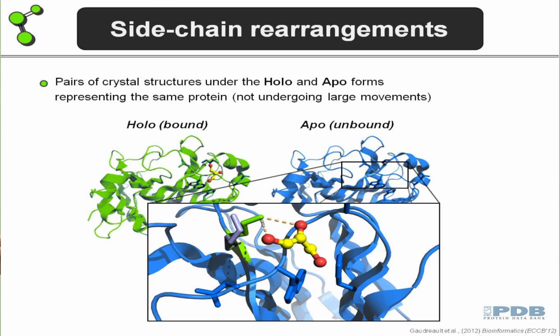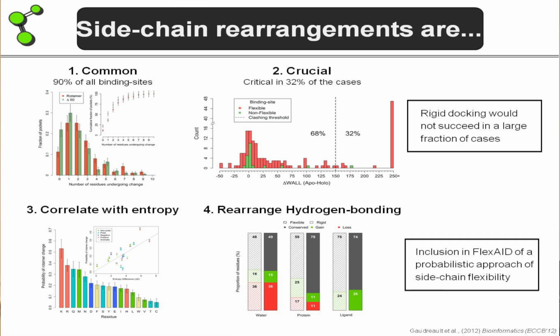So previously, we studied one particular type of protein flexibility, the side chain rearrangements, and we first built a database of bound and unbound structures of the same protein to study the extent of protein flexibility that takes place upon ligand binding. So we studied the nature and the frequency of these changes, and the main findings are that side chain rearrangements are common because they occur in 90% of all binding sites. But they are also crucial because they are critical from a physical point of view about 1/3 of the time.